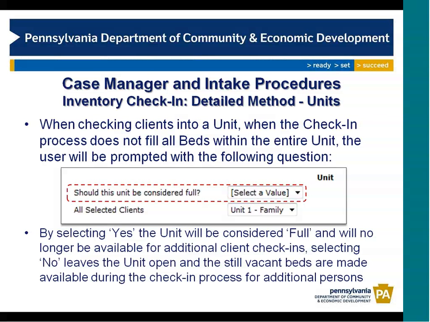Now, with units, there are some cases where there could be a prompt that needs to be completed. It's not there for every unit. But if, once you do the actual check-in, the total number of beds in the unit aren't completely filled, so the unit capacity is more than the actual clients enrolled in it, the system asks a secondary question: should this unit be considered full? Because the system's really not sure. You have a 4-person unit, but you only put 3 in it. The system's saying, hey, what should we do with it?